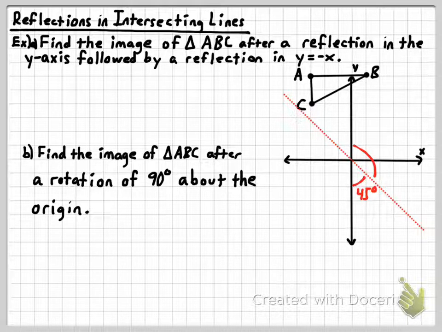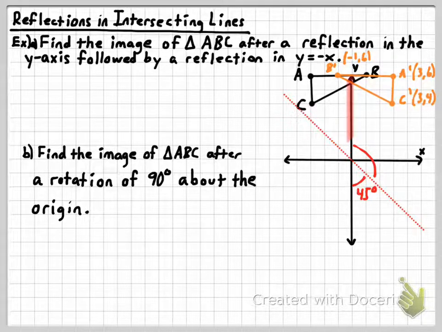So here would be B prime, here would be A prime, and C prime. And just to make the next reflection easier, I'm going to write the coordinates down for those points. So that's our reflection in this line. Now let's do the reflection in this line. We switch the order of the coordinates and change the signs whenever we reflect on the line y equals the opposite of x.